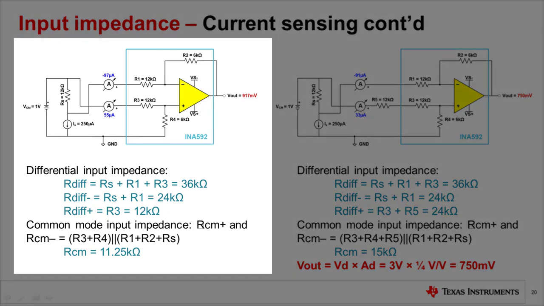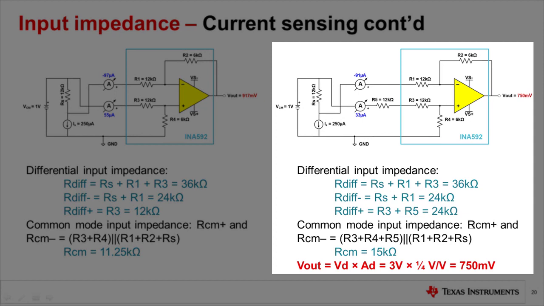In the circuit to the left, we have a 12 kilo-ohm shunt resistor with a 250 microamp current source. This generates a 3-volt differential. In a gain of 1/2, we expect to see 1.5 volts at the output, but we see 917 millivolts instead. Again, this is due to the input impedance of the difference amplifier. Since we cannot access the resistors internal to the device, we can improve accuracy by adding one resistor in series with R3. If we add a 12 kilo-ohm resistor in series with R3, RDiff- and RDiff+ match.